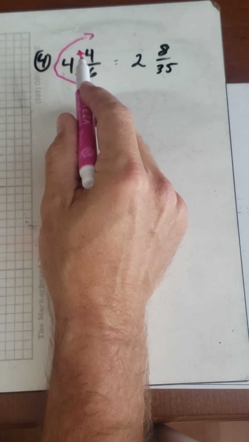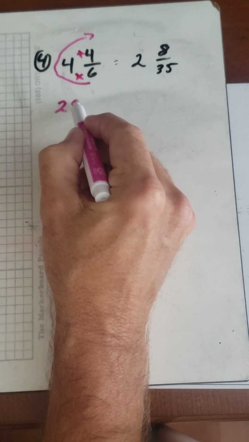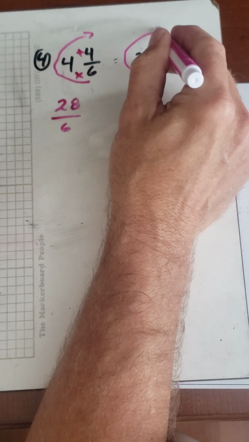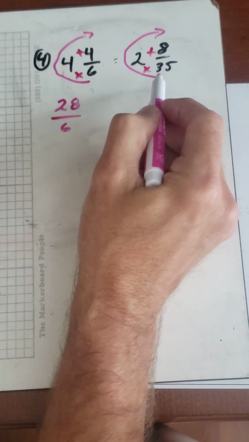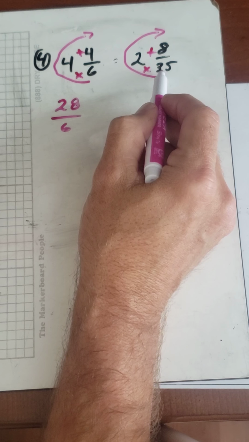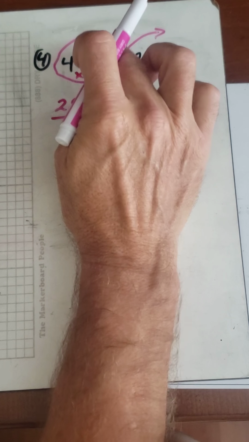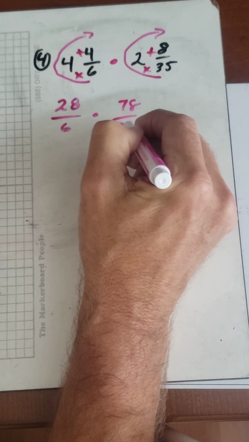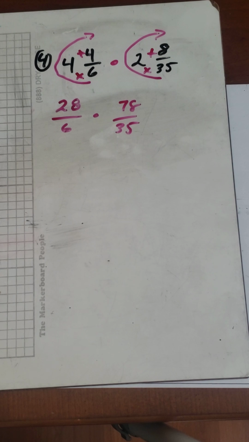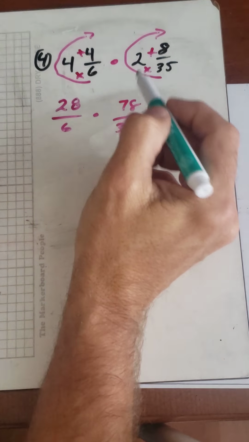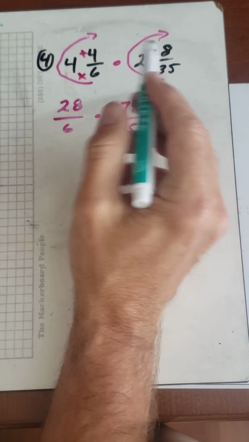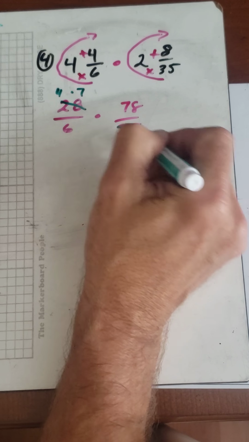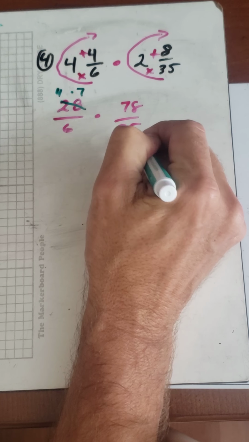So 4 times 6 is 24, plus 4 is 28 over 6. And then here it's like this, the backwards C: 2 times 35 is 70, plus 8 is 78 over 35. All right. Now I need to break these down into their parts, or what they simplify to, and I see 28 and 35. The only thing I know about those two numbers is it's 7 times something. So that's 4 times 7, and this one is 7 times 5.